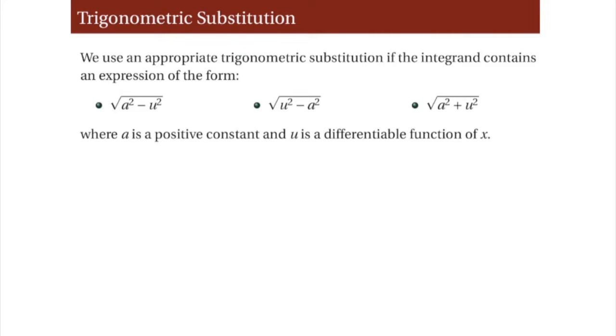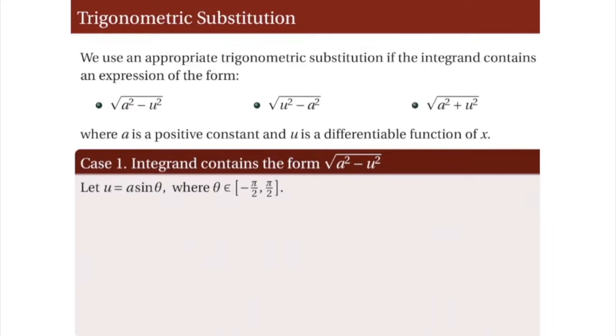For our first case, we have the square root of a squared minus u squared. So, if the integrand contains the form square root of a squared minus u squared, yung gagamitin natin dito na substitution would be u equals a sine theta, where theta is from negative pi over 2 until pi over 2. Since meron nga tayong du na expression doon, ano yung mangyayari sa kanya?